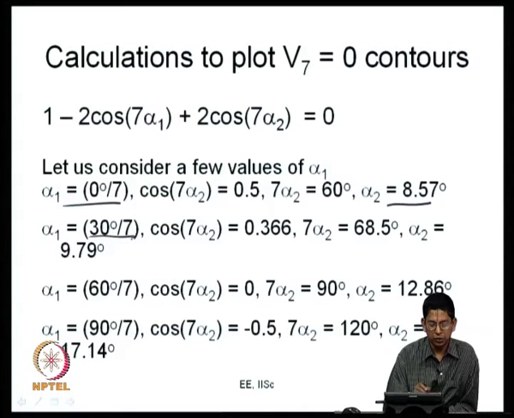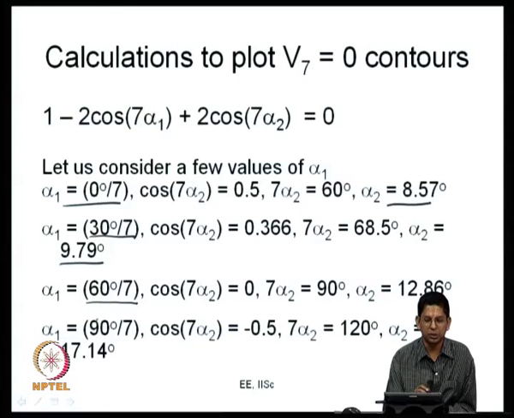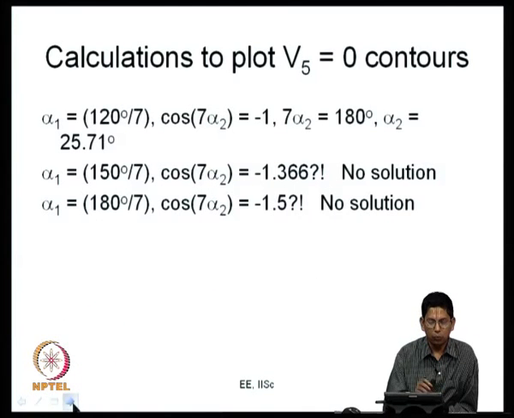It is the same procedure. Now, alpha 2 is 9.79 when alpha 1 is 60 by 7. As I said, it is a little more than 8 degrees, something like 8.6 or so. The corresponding alpha 2 is 12.86 now. Again, when alpha 1 is 90 by 7, which is a little less than 13 degrees, alpha 2 is 17.14. So, you go for more values.